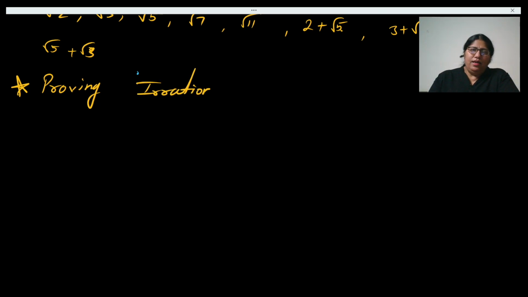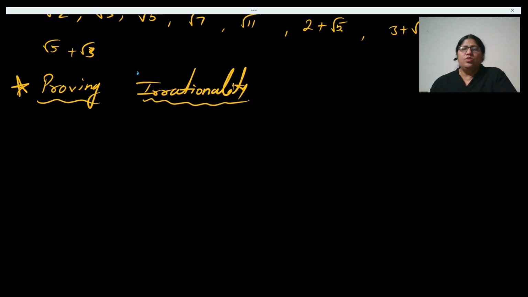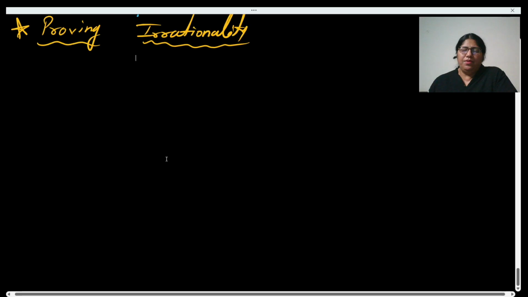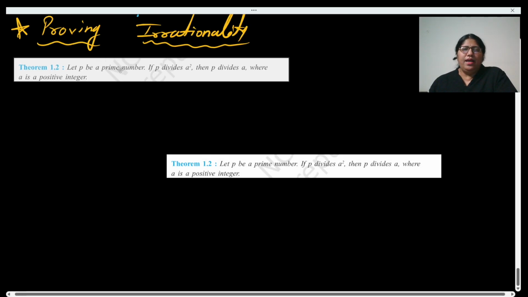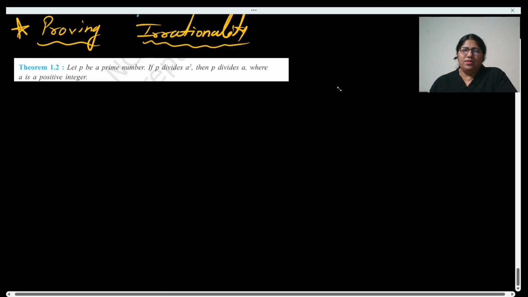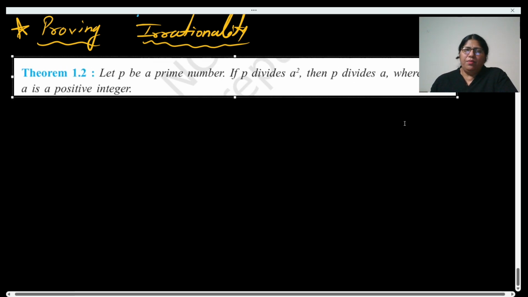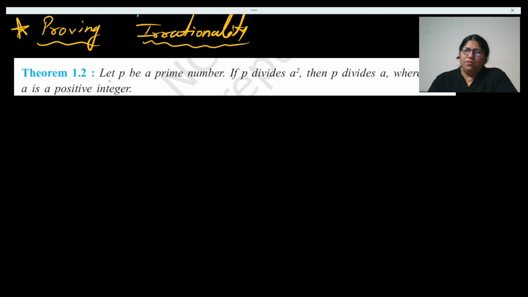Irrationality is going to be the next one. This is the last topic of this chapter because this is a small chapter, so very few topics are there in this chapter. Now for this you have to remember this theorem, because we use this theorem to prove irrationality. What you need to remember here: let p be a prime number; if p divides a square, then p divides a. How can you say that?